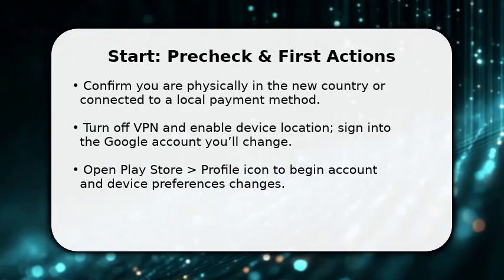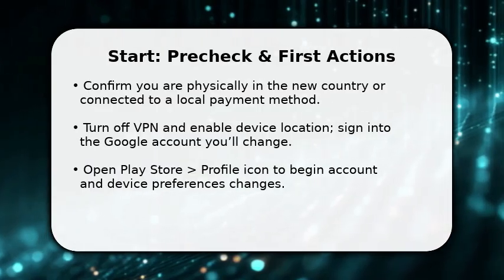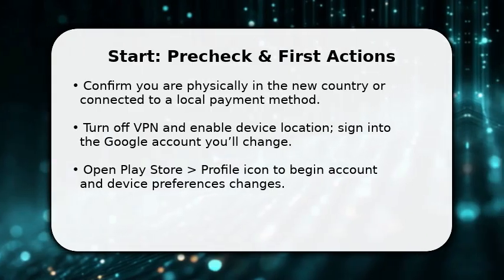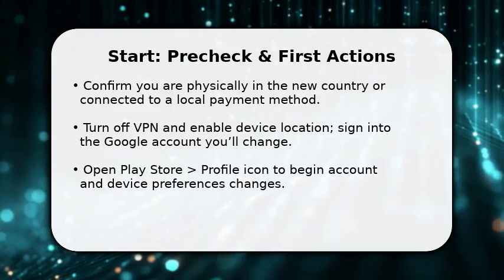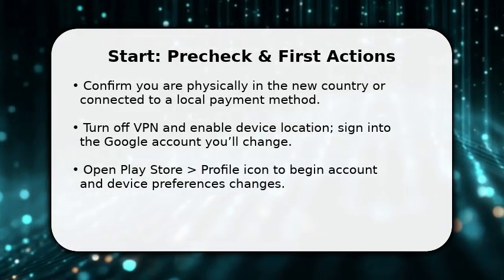You're ready to start. Make sure you're actually in the country you want or have a valid local payment method, because Google verifies location. Once done, disable any VPN and enable your phone's location services so the Play Store sees your region. Sign into the specific Google account you plan to change.